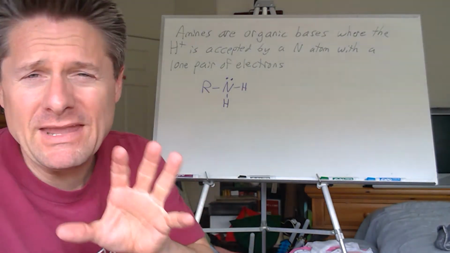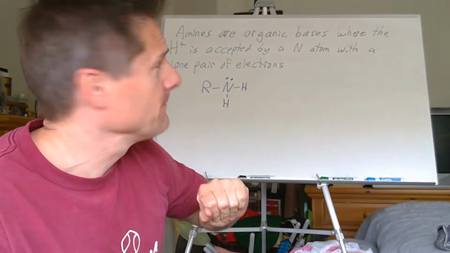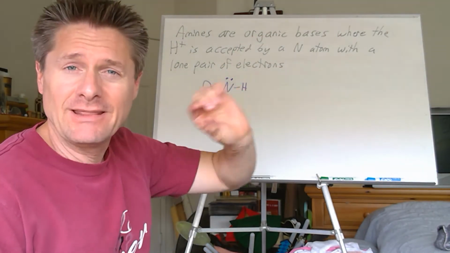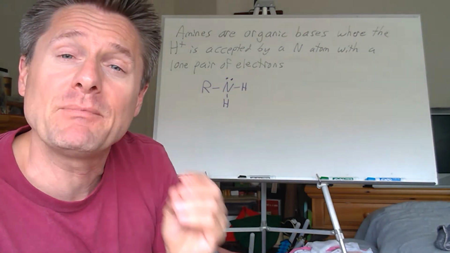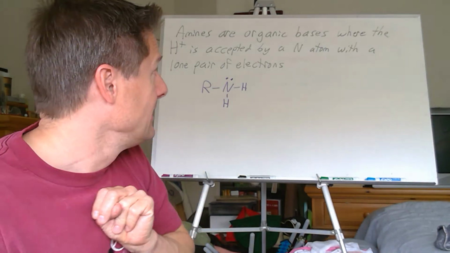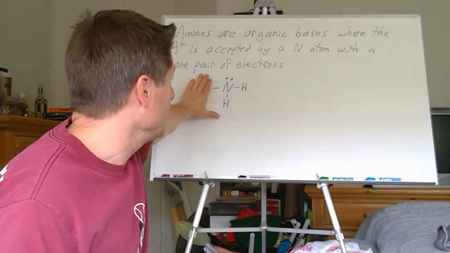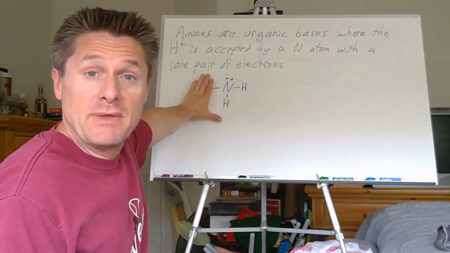All right, again, amines are maybe a little bit weird for you guys, but they're organic bases where the hydrogen, the H+, the acidic hydrogen, is not accepted by an anion this time. It's accepted by a nitrogen atom that has a lone pair on it. And that's what we call an amine group. You see this NH2 group there? If you put a hydrogen here, that would be ammonia.